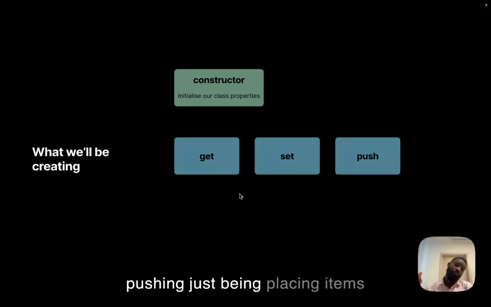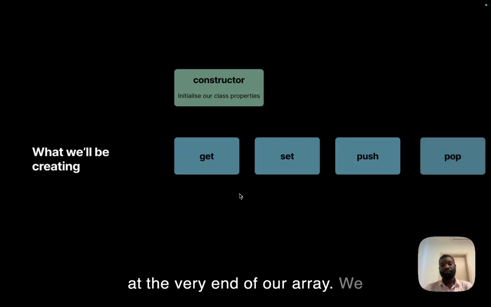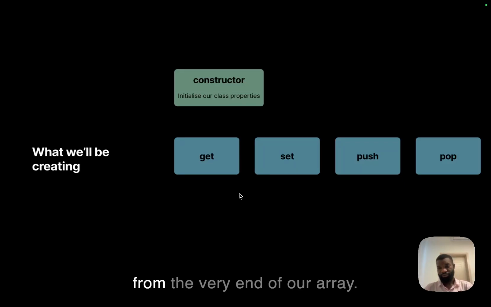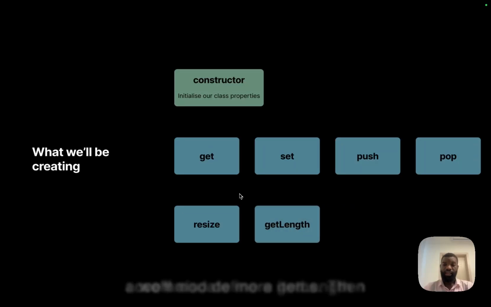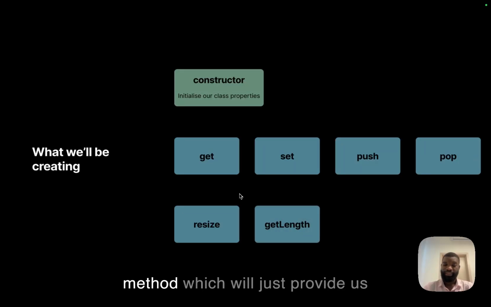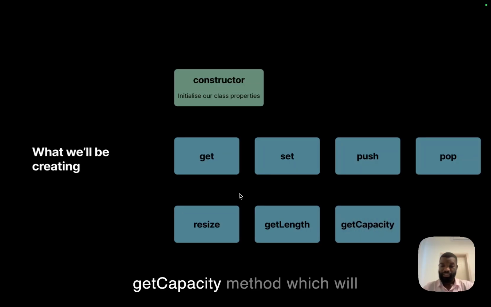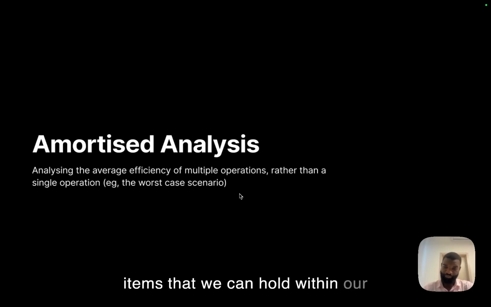So pushing just being placing items at the very end of our array. We'd also like to pop, removing items from the very end of our array. We'd like to also resize, which is one of the core things for this dynamic array, where this method will handle how we expand our array to accommodate more items. Then we'll also define a get length method, which will just provide us the number of items we have within our array, and a get capacity method, which will also tell us the maximum amount of items that we can hold within our array.